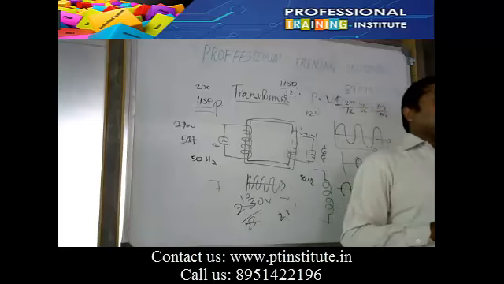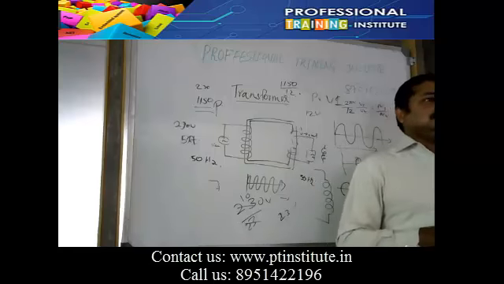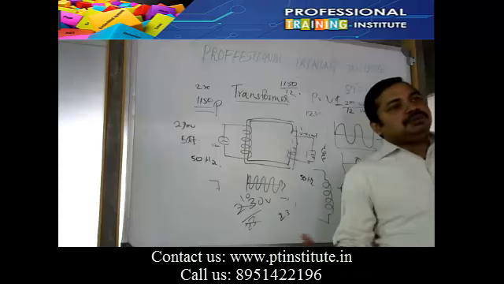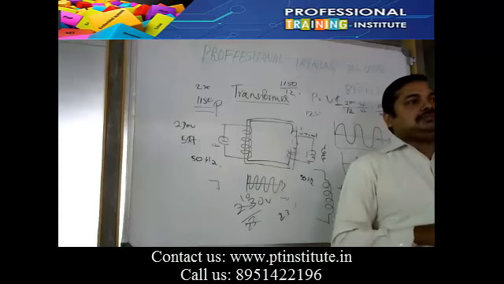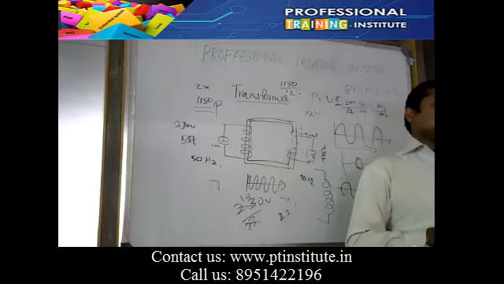So input and output turn ratio should be 10 times. If you put 100 turns on the primary side, then you put 10 here. If you put 1000, then you put 100. That ratio we should take care of.